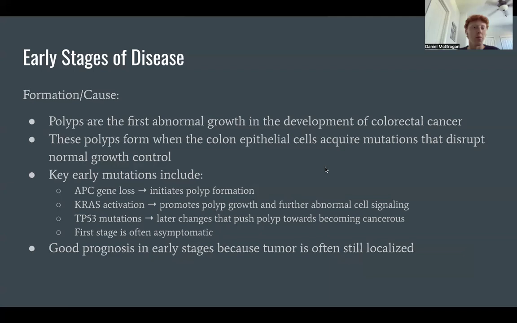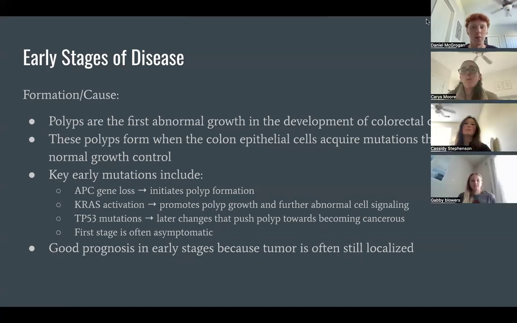So polyps are the first abnormal growth in the development of colorectal cancer, and these polyps form when the colon epithelial cells acquire mutations that disrupt normal growth control. These key early mutations include APC gene loss, KRAS activation, and TP53 mutations. The first stage is often asymptomatic, and it's a good prognosis in the early stages because the tumor is still often localized.